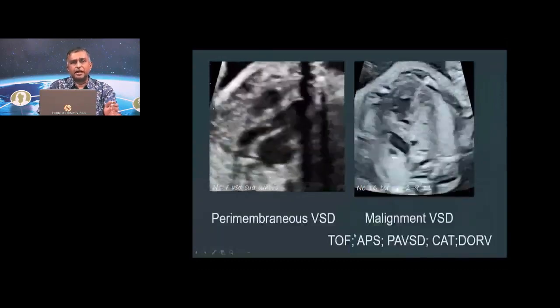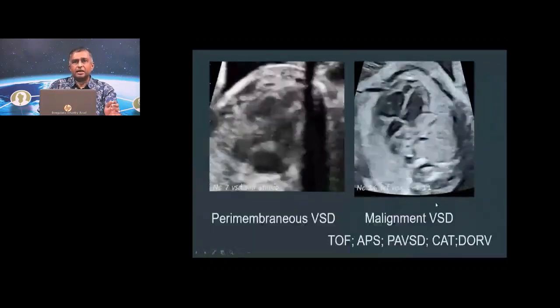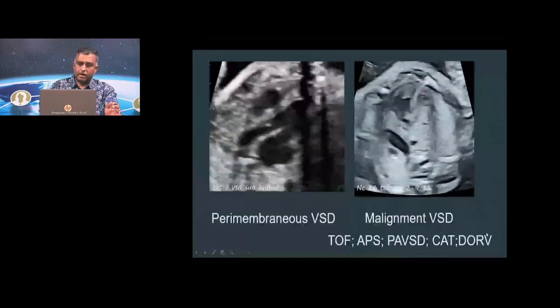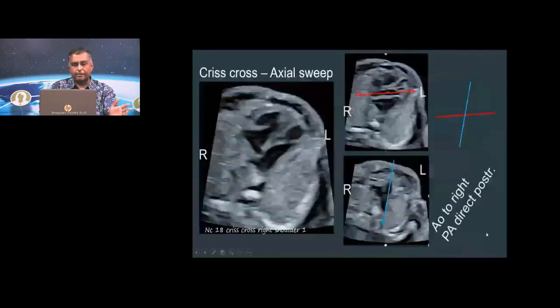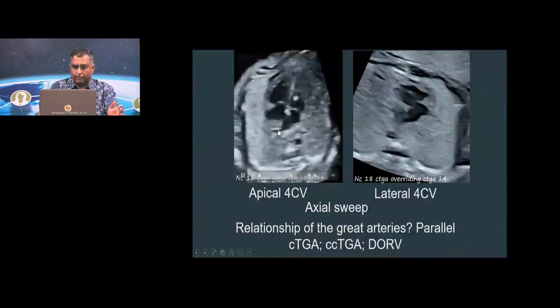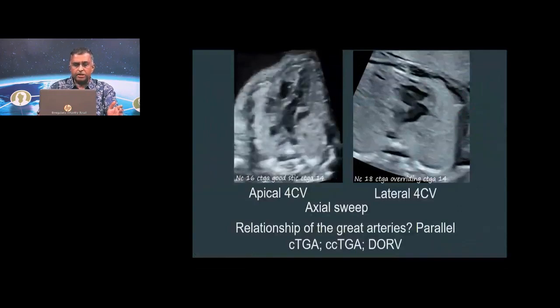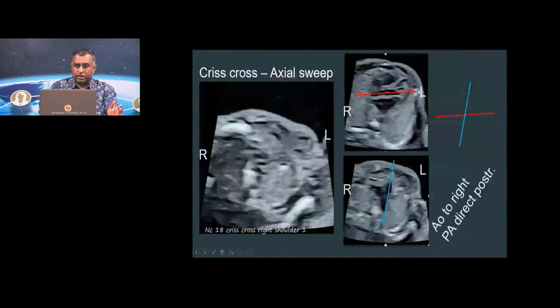It's not only present in tetralogy of Fallot, also in absent pulmonary valve, PAVSD, common arterial trunk, double outlet right ventricle, and so on and so forth. So that's an example of an LVOT abnormality. The sweep is important, as I said, because it tells you about the crisscross which is happening. That is the LVOT that you see here.